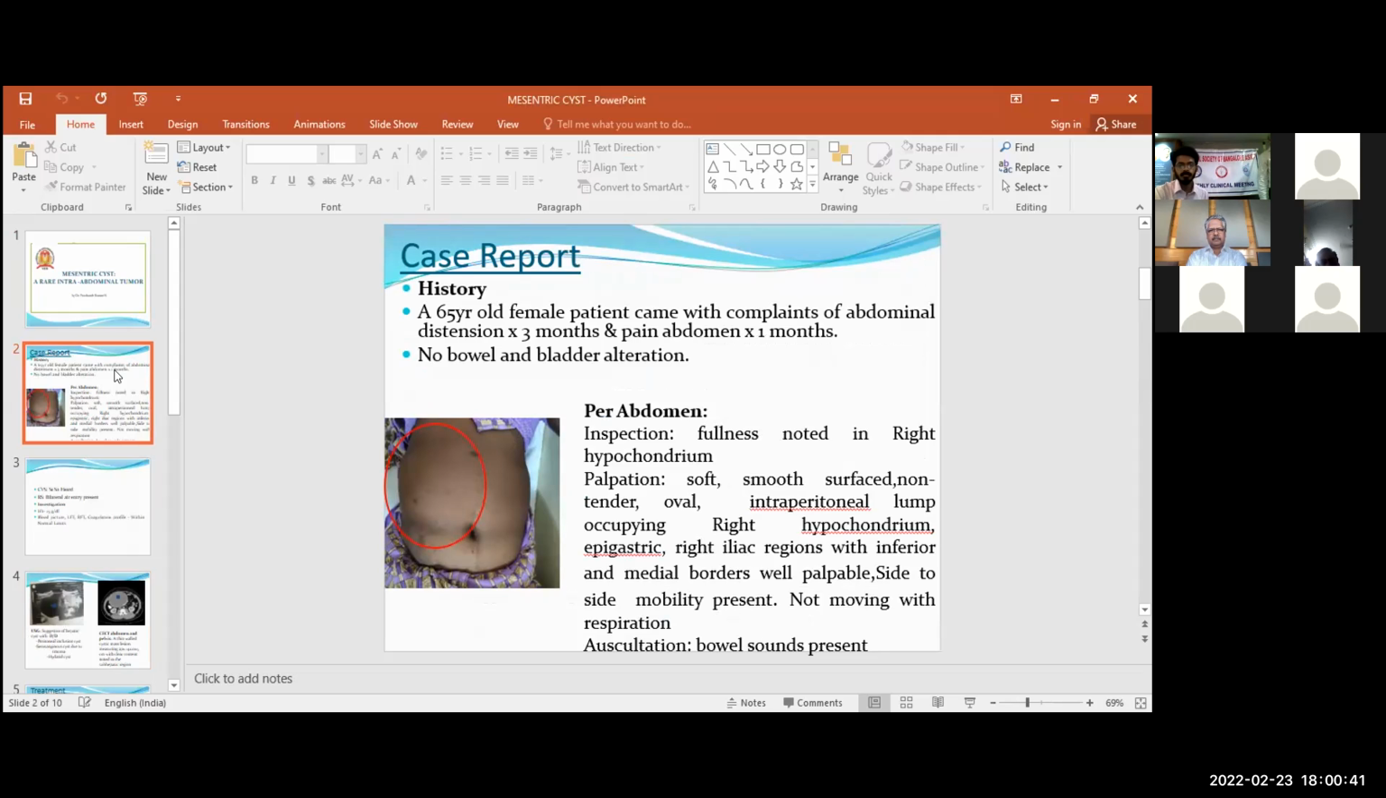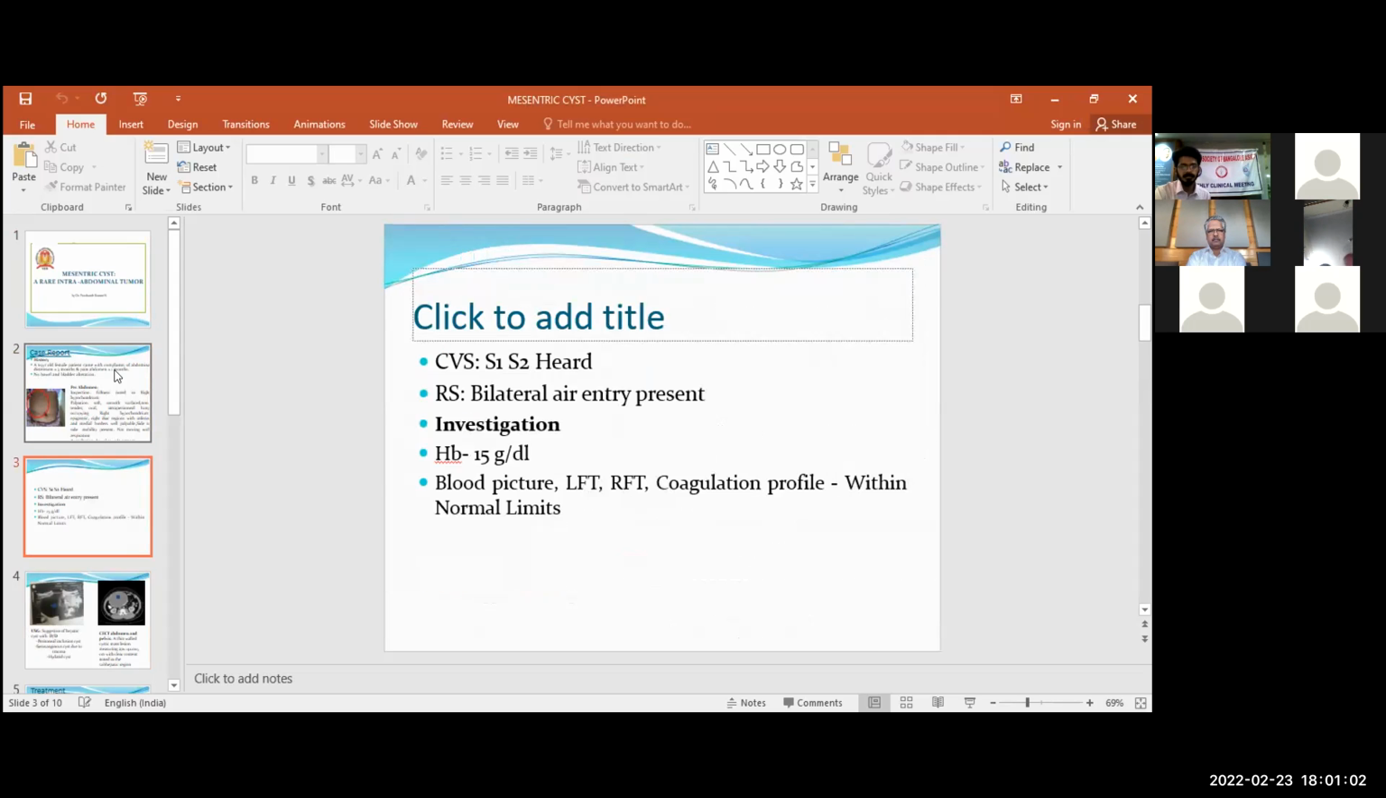Per abdomen, on inspection, fullness is noted in the right hypochondrium. Palpation: soft, smooth surfaced, non-tender, oval swelling occupying the right hypochondrium, epigastric, and right iliac region, with the inferior and medial border well palpable, side-to-side mobility present, not moving with respiration. On auscultation, bowel sounds are present. CVS S1 S2 present, RS bilateral air entry present. On investigation, Hb 15 gram percent. Blood picture and other investigations within normal limits.